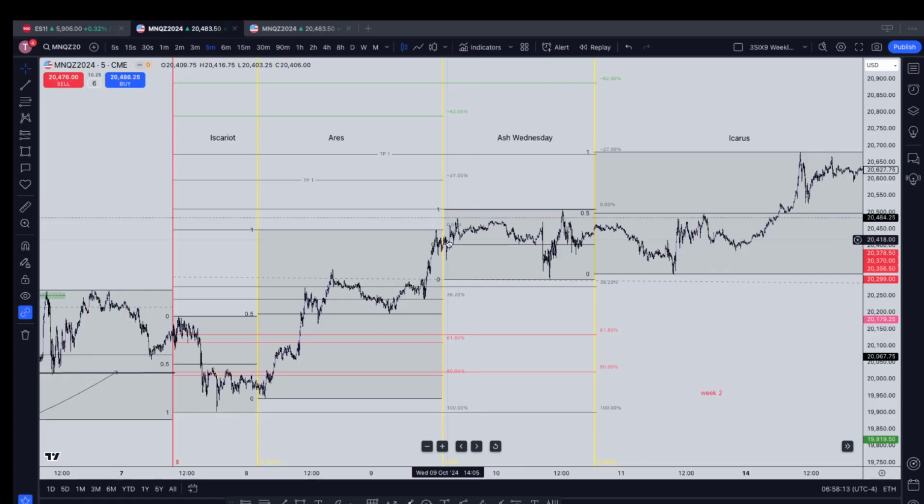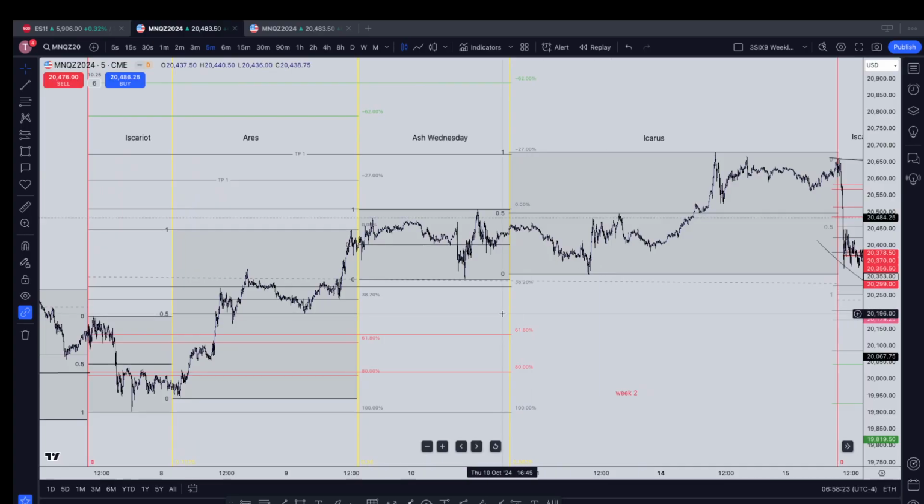This is Ash Wednesday. Ash Wednesday actually broke the Aries high right here. Okay, that means that's really telling me that price wants to go bullish this week, and I should be looking at bullish trades this week.